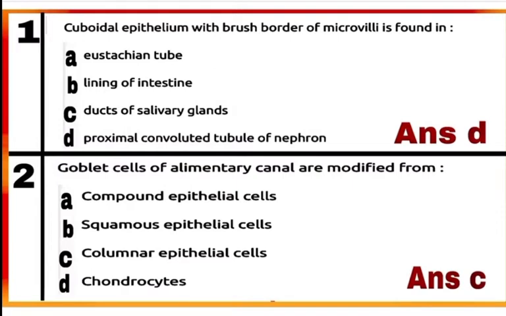Question 2. Goblet cells of alimentary canal are modified from option C, columnar epithelial cells. Some of the columnar epithelial cells get specialized for secretion and are called glandular cells. Unicellular, consisting of isolated glandular cells, are goblet cells which are present in alimentary canal.